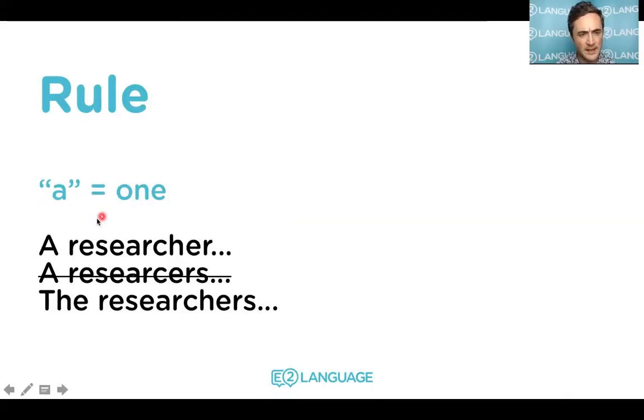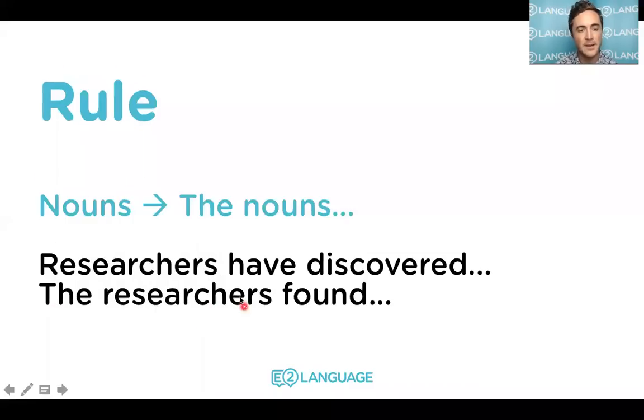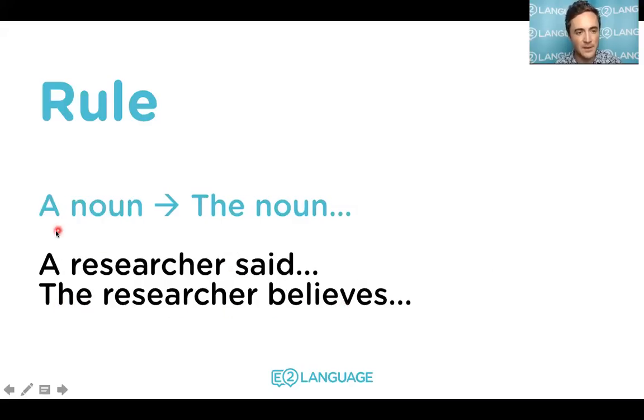We also learned that a means one, therefore we cannot use researchers, and that's spelt wrong anyway. So I got a point wrong for spelling and I got a point wrong for grammar. There we go. But we can say the researchers. That's good. But here we start to come to the essential rule of articles. And this is where we go from nouns to the nouns. Researchers have discovered, the researchers found. And we go from a noun to the noun. A researcher said, the researcher believes.